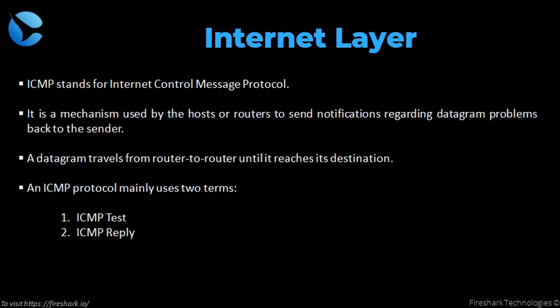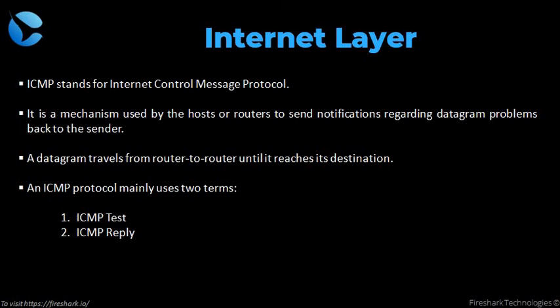ICMP, the Internet Control Message Protocol. It is a mechanism used by hosts and gateways to send notification of datagram problems back to the sender. ICMP sends query and error reporting messages. A datagram travels from router to router until it reaches its destination. If a router is unable to route the data because of some unusual condition such as a disabled link, a device being on fire, or network congestion, then the ICMP protocol is used to inform the sender that the datagram is undeliverable.